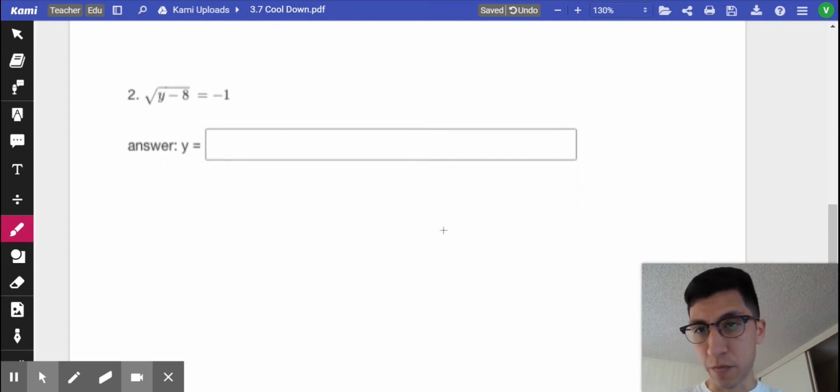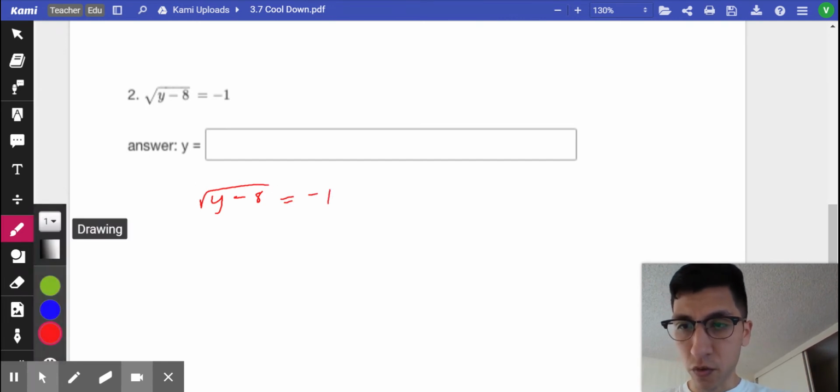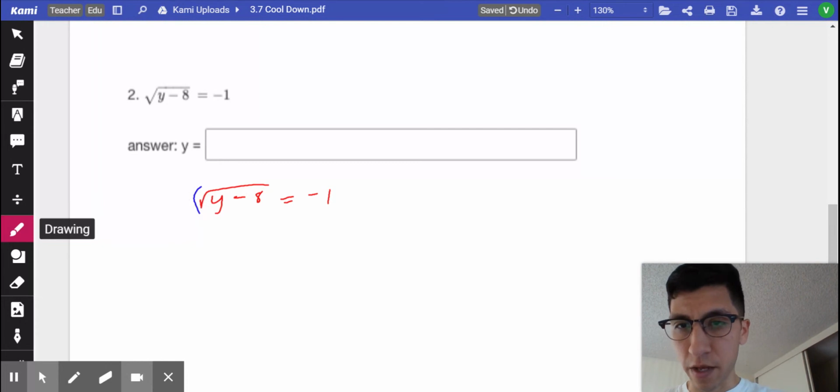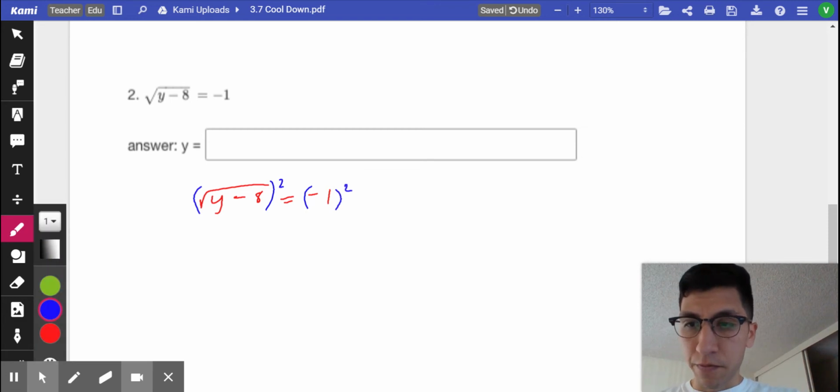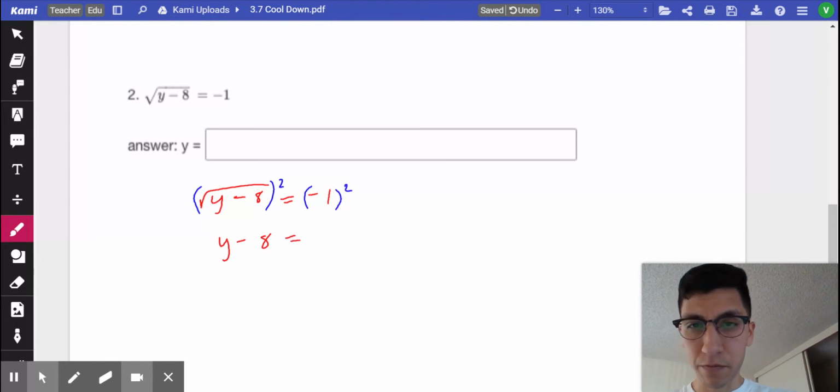Okay, number 2, it's principal square root of y minus 8 equals -1. Okay, so this one, let's just begin to solve it to see what it looks like. So if I square both sides, if I use that same method to cancel out the radical, I'm going to have y minus 8 on the left, and then on the right, -1 squared, that's -1 times -1, right, which is just +1.